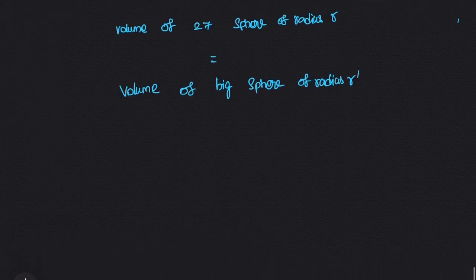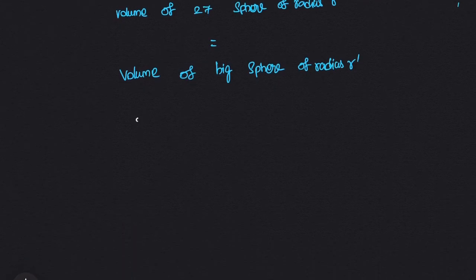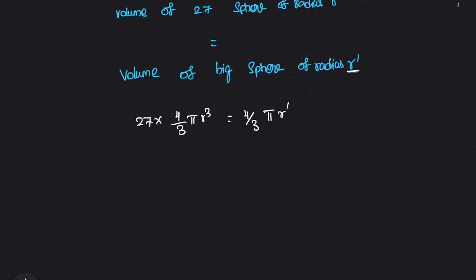So just equating the volume formulas. So 27 times the volume of a normal sphere. So the volume formula is 4 upon 3 pi r cube. Then the other side, 4 upon 3 pi, here the radius is r dash, so r dash cube. So just cancelling the common terms. 4 by 3 is common and pi also common.